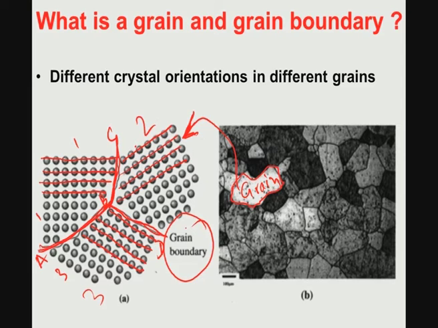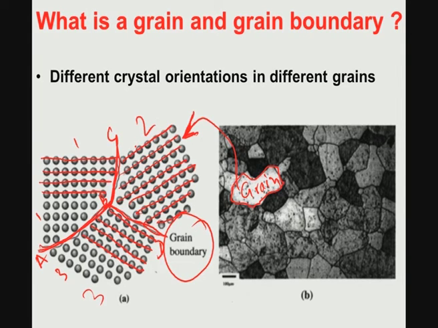Why higher energy? The atom-atom bonding is locally broken. Inside the grain, all the atomic planes are continuous. At the grain boundary region, that continuity is broken. Therefore, the grain boundary region is a region of misorientation.